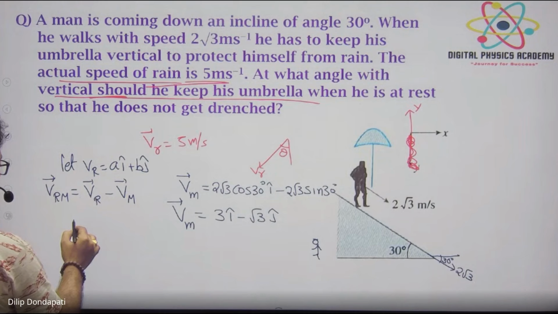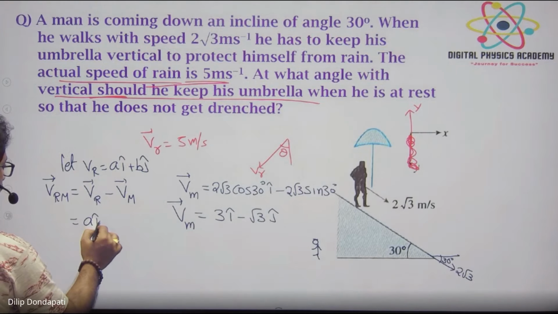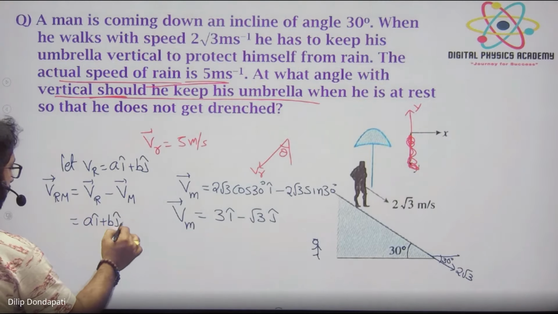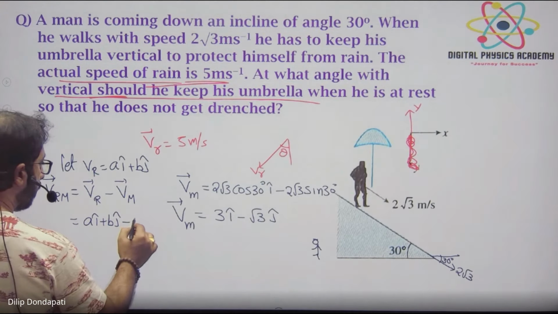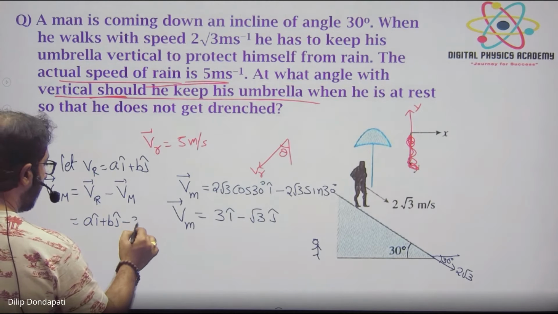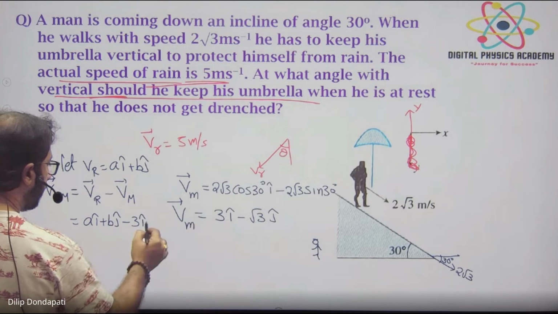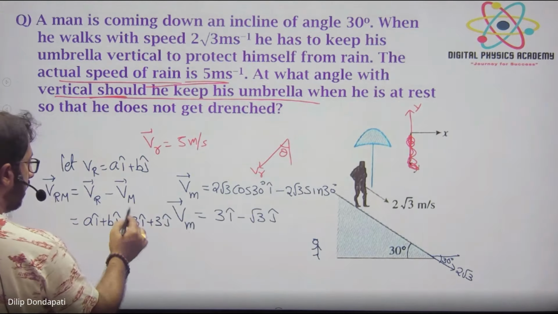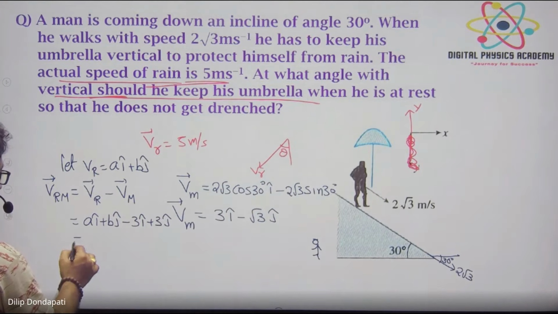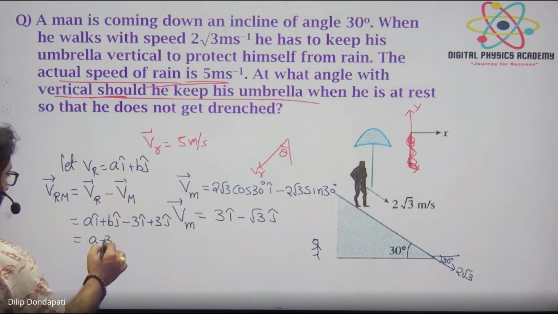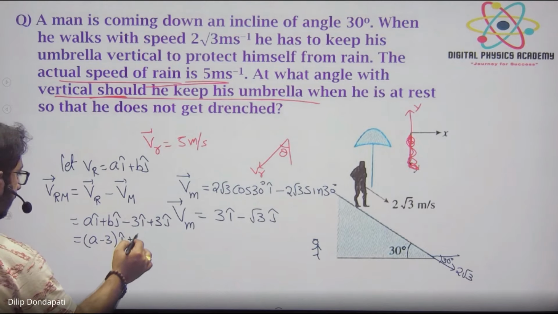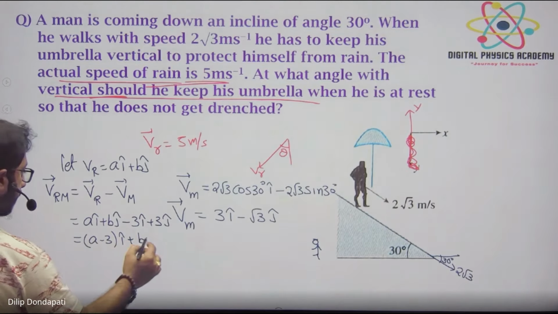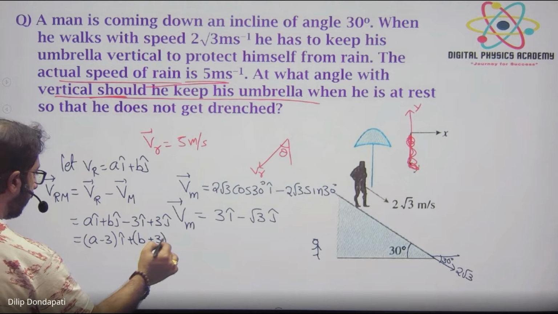VR is A i cap plus B j cap minus VM, which is minus 3i cap plus 3j cap, right? Minus of minus is plus. Okay, so combining, what will it be? A minus 3 i cap plus B plus 3 j cap. Sir, VR won't have an X component, no?